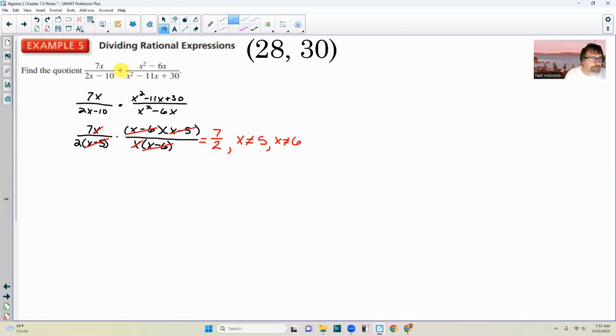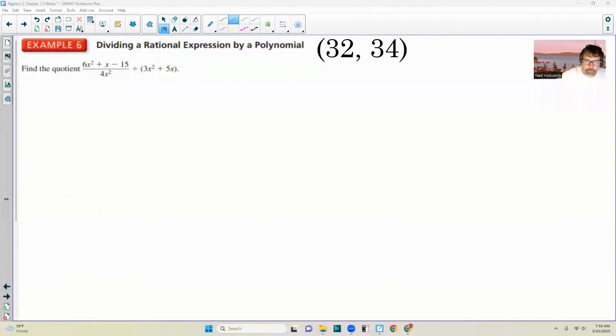Okay, and oh, by the way, there's an x right here all by itself. X can also not equal 0. Okay, so x can't equal 5, x can't equal 0, x can't equal 6. So there is dividing. It's just one simple step, flip it and switch it, and then you're doing what we've been doing. So now you should be able to do problem numbers 28 and 30 in your exercises.